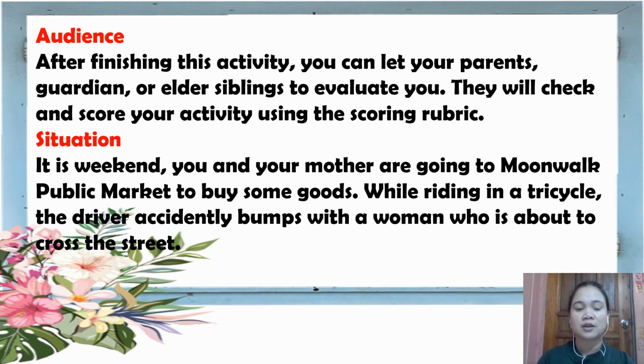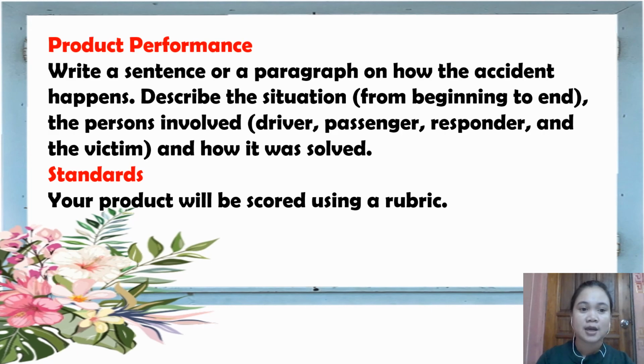The situation given is, it is weekend. You and your mother are going to Moonwalk Public Market to buy some goods. While riding in a tricycle, the driver accidentally bumps a mother who is about to cross the street. That is the situation. Okay, write a sentence or a paragraph on how the accident happens. Describe the situation from the beginning to the end, the persons involved, like the driver, the passenger, responder, and the victims, and how it was solved.